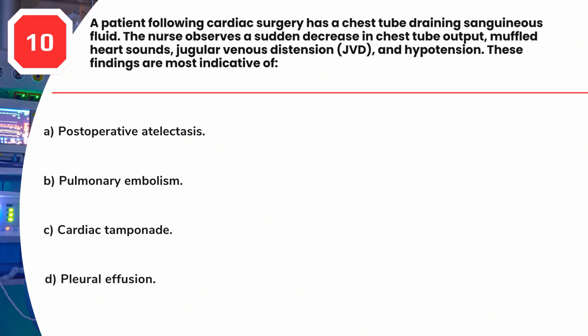Question 10. A patient following cardiac surgery has a chest tube draining sanguineous fluid. The nurse observes a sudden decrease in chest tube output, muffled heart sounds, jugular venous distension, JVD, and hypotension. These findings are most indicative of: A. Postoperative atelectasis. B. Pulmonary embolism. C. Cardiac tamponade. D. Pleural effusion.